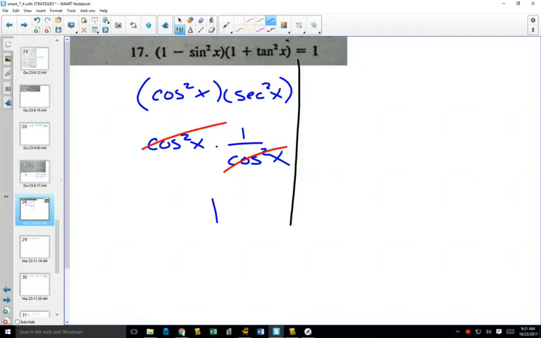Sound effects are good while doing identities. They make them that much more enjoyable. Okay, and you're done. Left side equals right side. So much quicker.